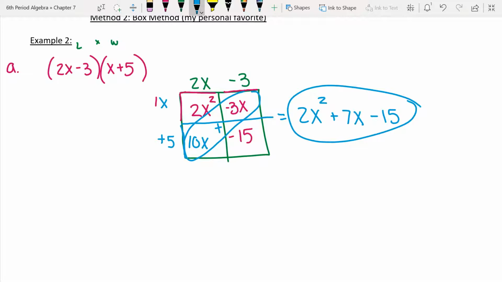You could have rewritten all of the boxes out, so I could have done 2x squared plus 10x minus 3x minus 15, and that might be an easier way for you to see your like terms, and that's fine. No matter what, you still get that same answer.